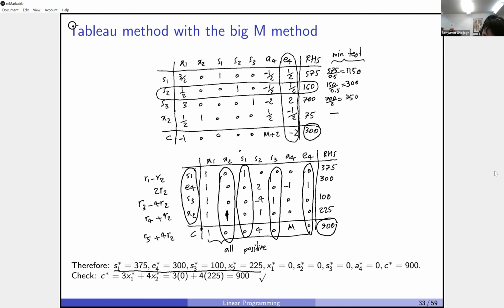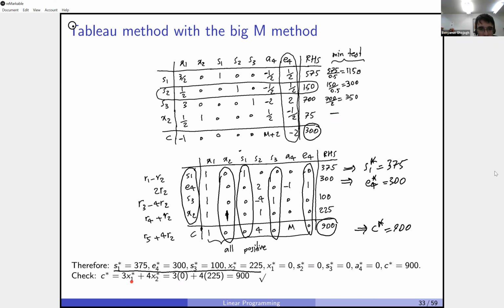See, S1 star is, let me write it here so you can see, 375. Again, E4 star is 300. Do this for all of them until this. Now let's check the answer.